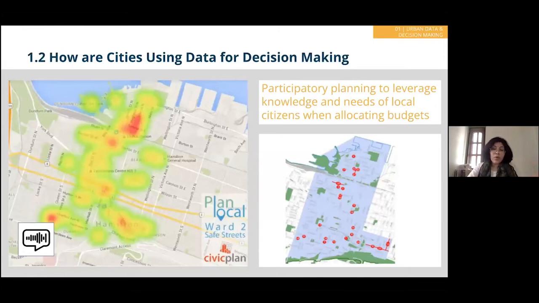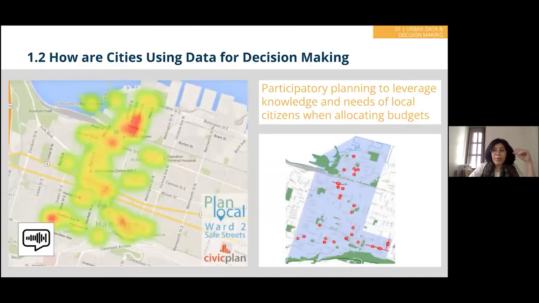Finally, data also helps cities tailor their interventions to the people who are the most affected, right? So you will see a lot of exercises now in participatory planning, where cities are going out and asking people to identify hotspots of crime, hotspots where the natural environment is degrading, where the streets are unsafe, and that also leads to a lot of participatory, collaborative decision making.